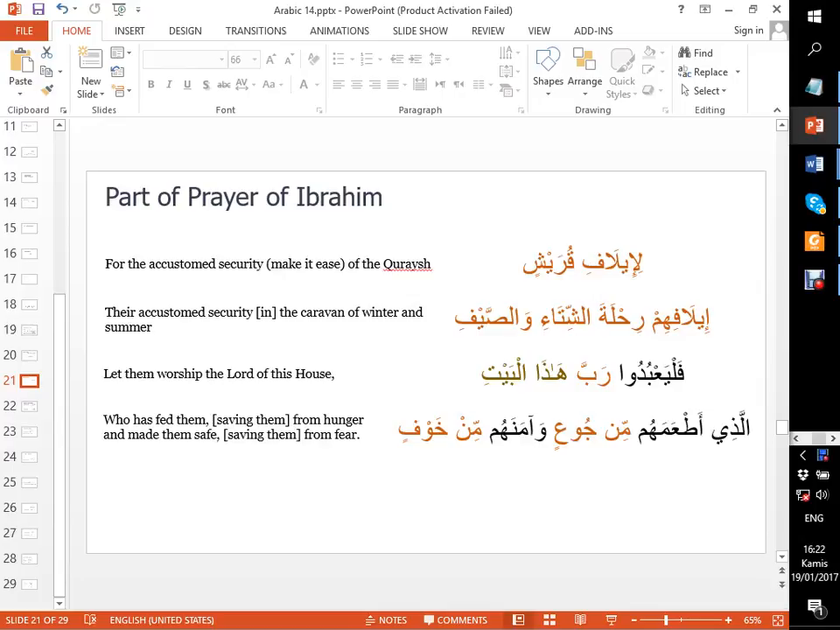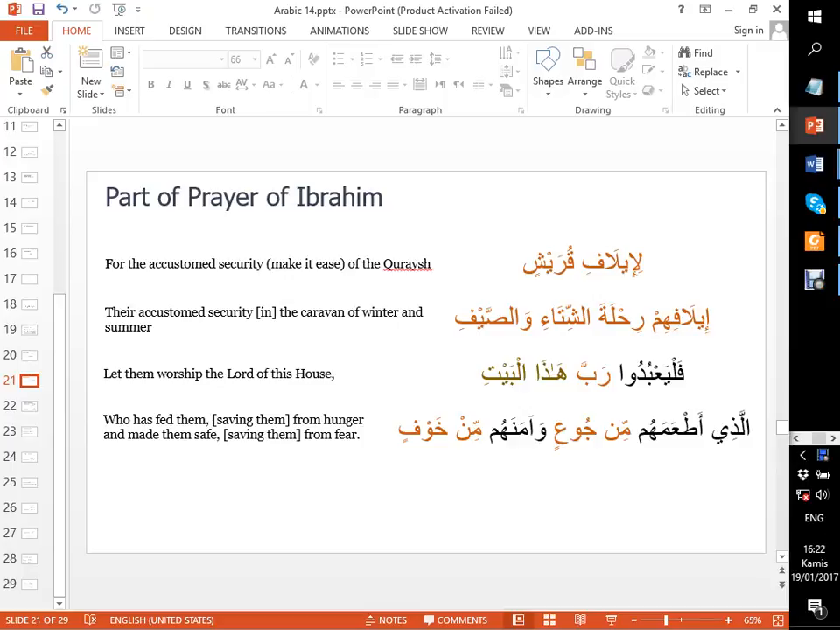But you can see the translation. It's like "of". Right? So if you find "of", what is it? The fi is not a fi of harf of jarr. You see, a different fi. Right? Ilafihim. What is it? Ilafihim.